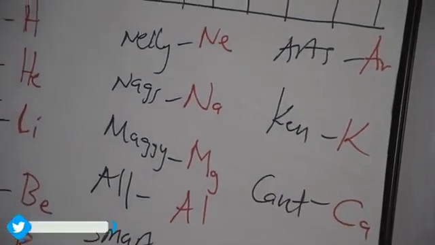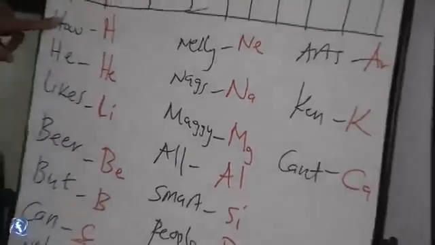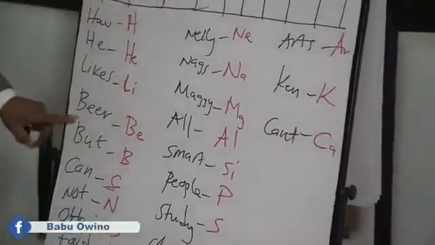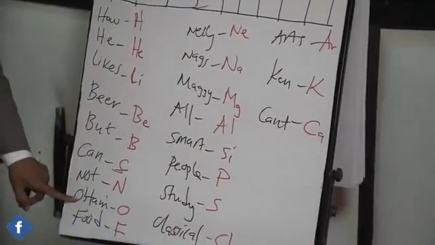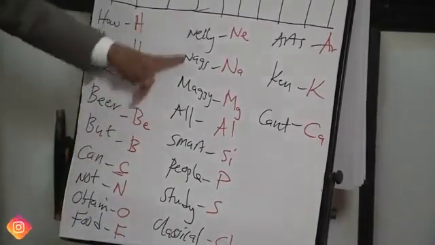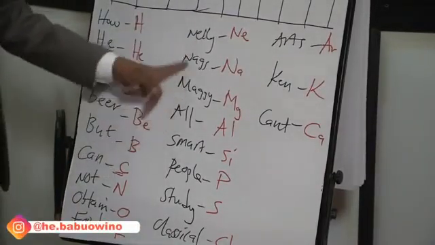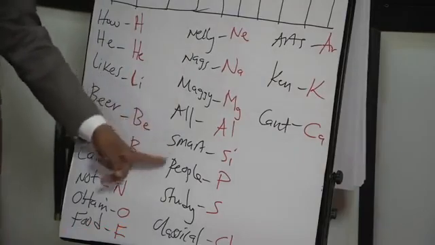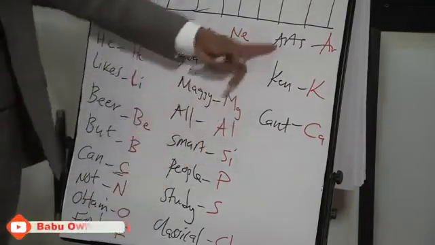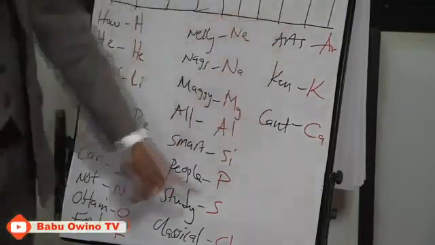Class, I want us to sing along. Let's start. How he likes beer but cannot obtain food. Nelly nags Maggie. Nelly nags Maggie. All smart people study classical arts. Can, can't. First 20 elements.